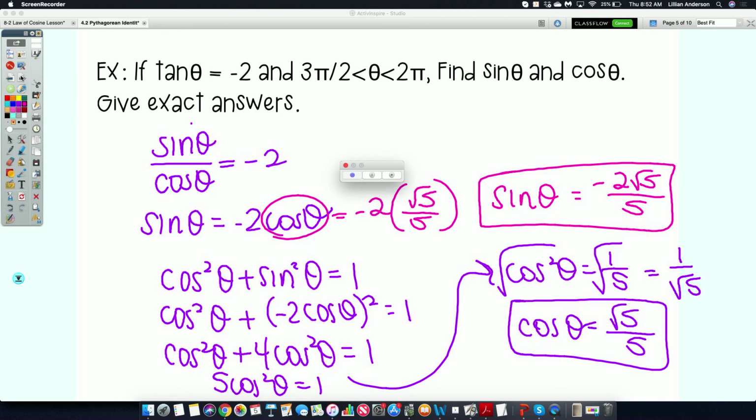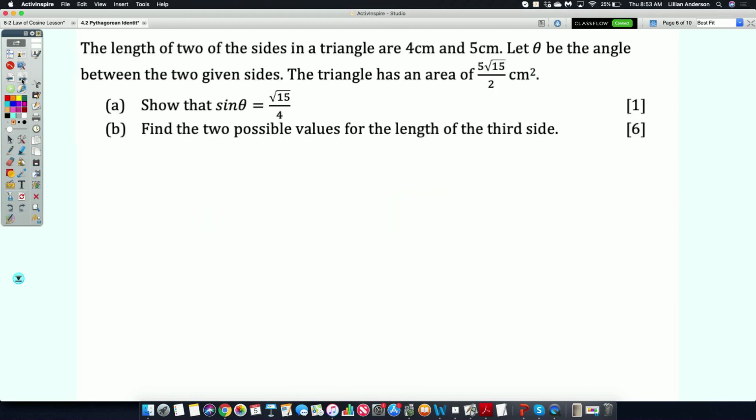So let's apply this. The length of two of the sides of a triangle are 4 centimeters and 5 centimeters. Let theta be the angle between the two given sides. The triangle has an area of 5 square root of 15 over 2 centimeters squared. Show that sine theta equals the square root of 15 over 4. And then find the two possible values for the length of the third side, all non-calculators.